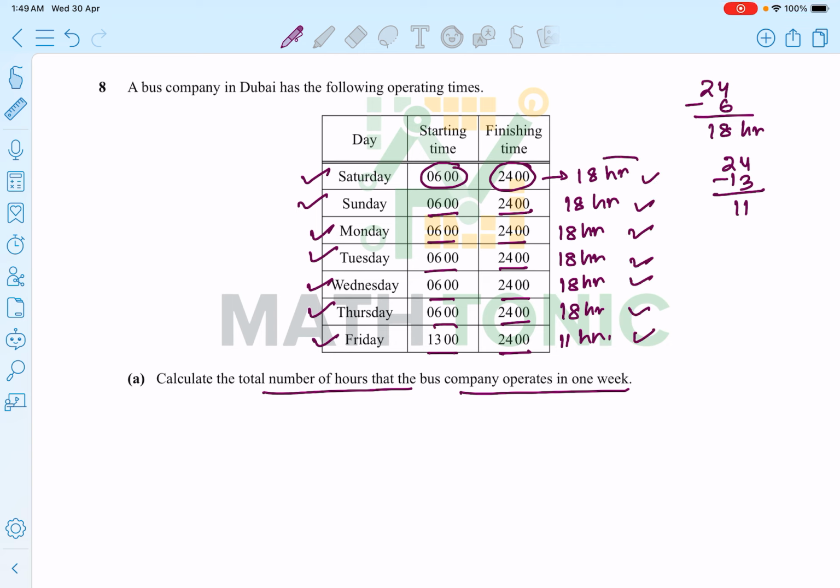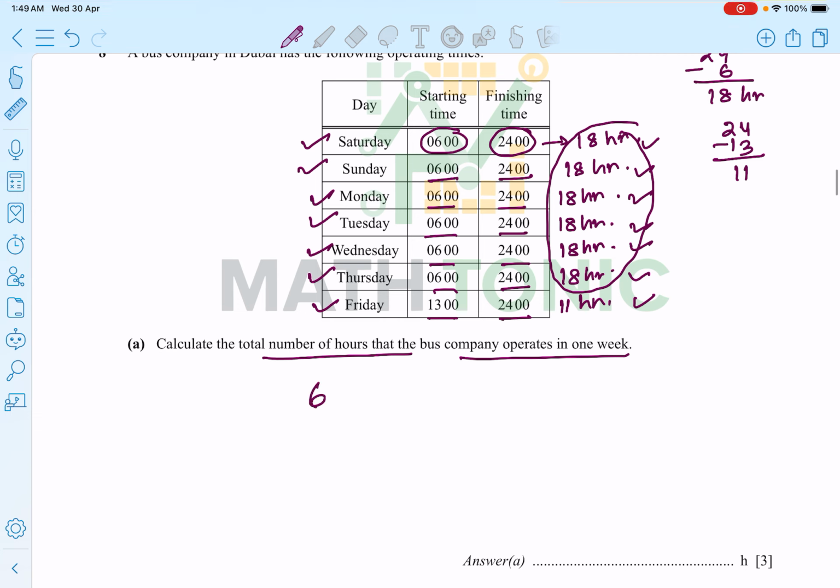Or you can see here, this 18 hours is exactly the same for how many days? 1, 2, 3, 4, 5, 6. 6 times. So I can write down like this: 6 times 18 hours plus the last one, which is 11 hours. So 6 times 18, if you multiply this, you'll get 108, plus 11, which equals 119 hours. Did you understand everyone clearly? Yes.